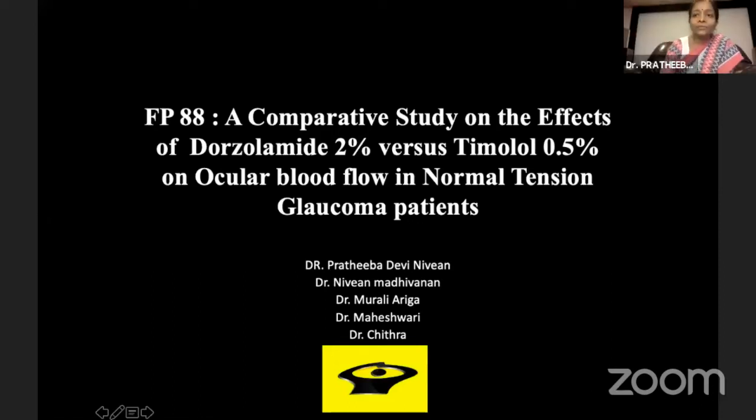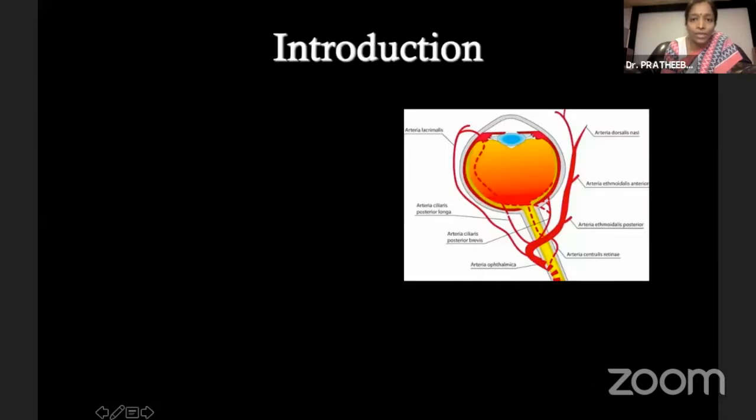Good morning, everyone. So I'm presenting my free paper, which I presented in AOS 2020, a comparative study on the effect of dorzolamide 2% versus timolol 0.5% on ocular blood flow in normal tension glaucoma patients.